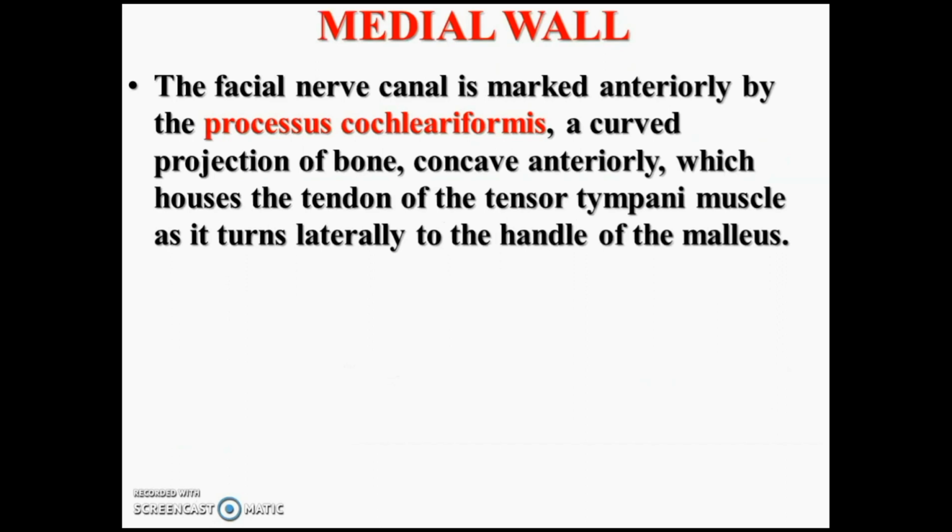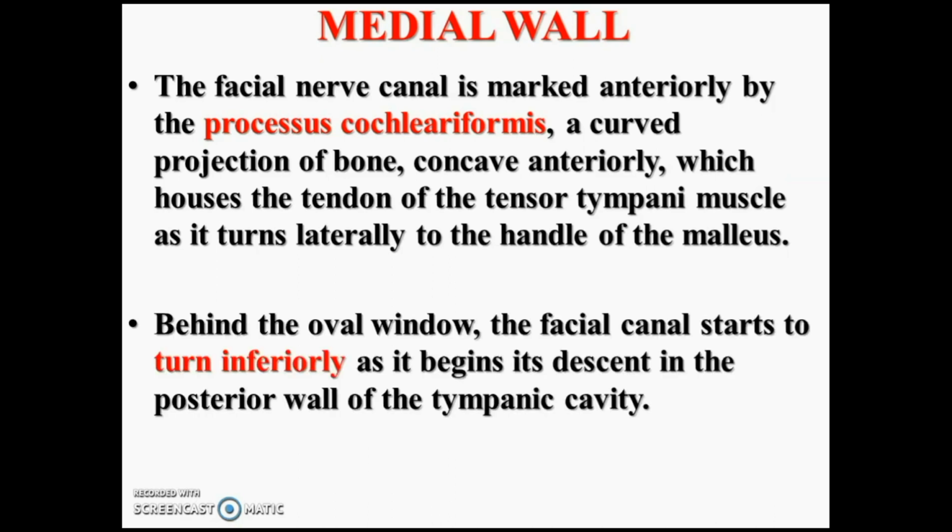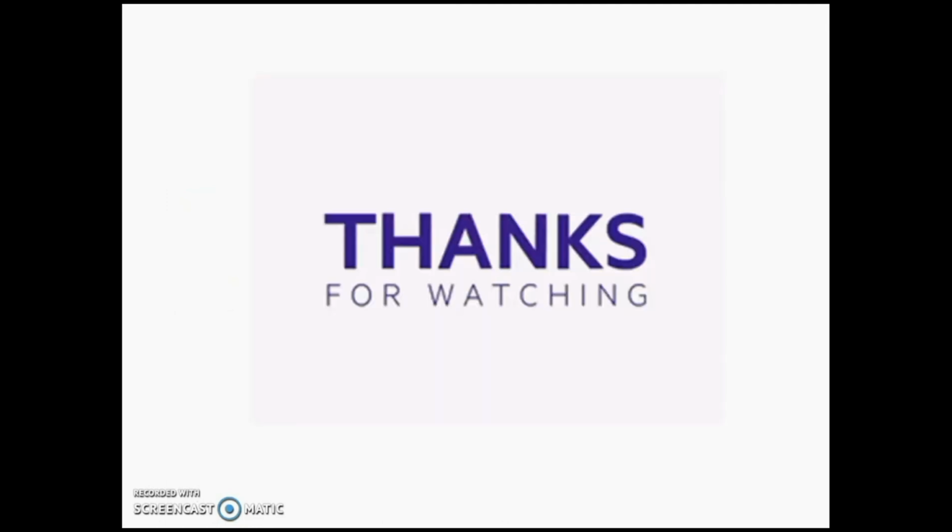So the facial nerve canal is marked anteriorly by the process called the processus cochleariformis, around which the tendon of the tensor tympani muscle turns laterally to attach to the handle of the malleus, and behind the oval window the facial nerve starts running inferiorly. So this is in detail about the walls of the middle ear.